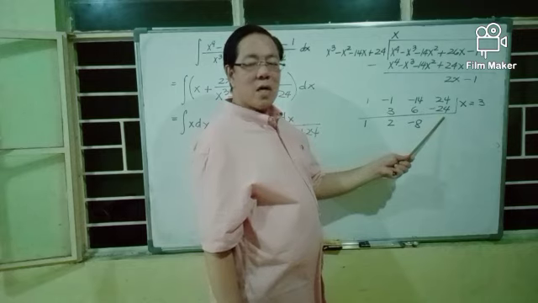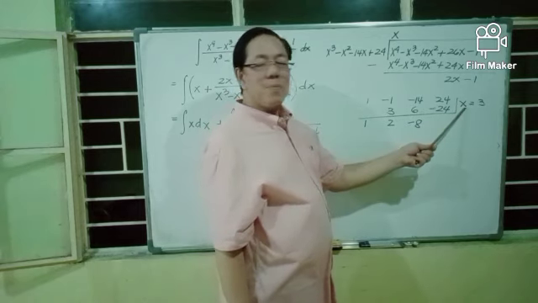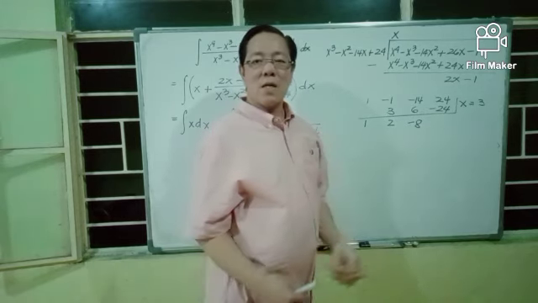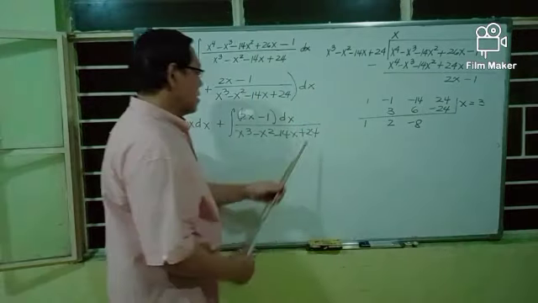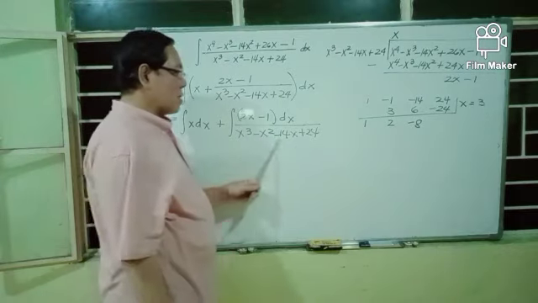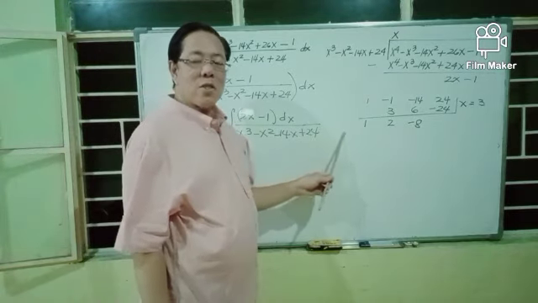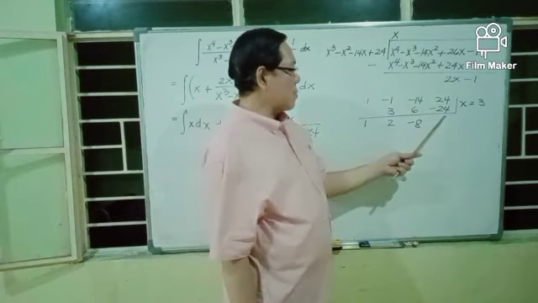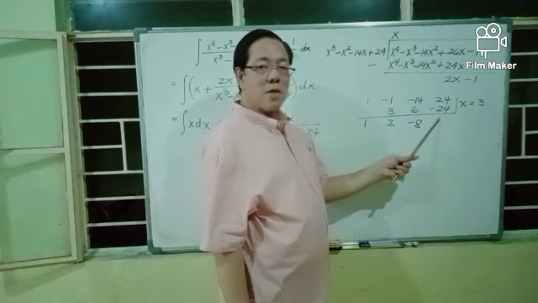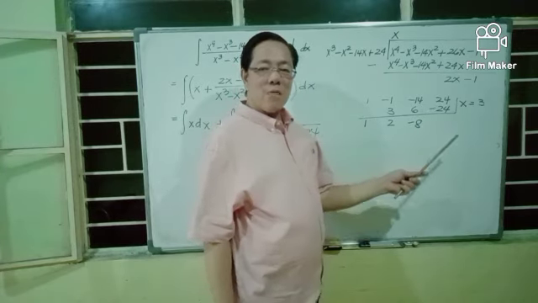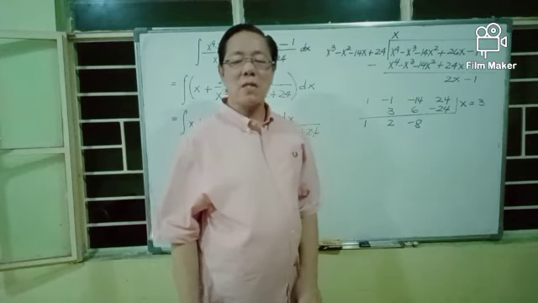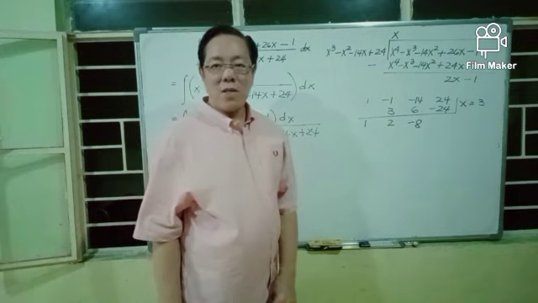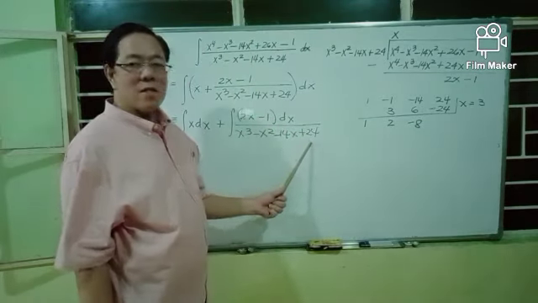If you get 0 as the last number, that means x equals 3 is a correct root. That means 3 is a root of this cubic equation. When you equate this polynomial expression to 0, 3 is a root because we get a 0 in the last number. But if you do not get 0 in the last number, that means 3 is not a root. So you have to try another divisor of the constant term 24.